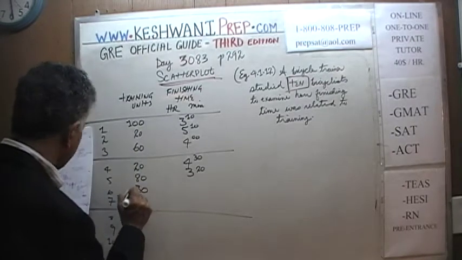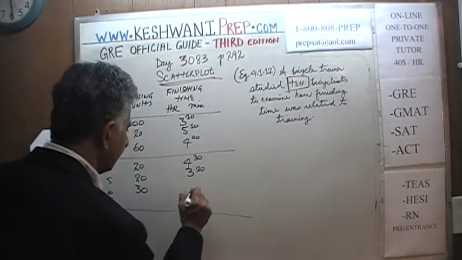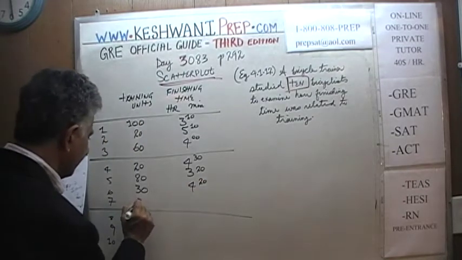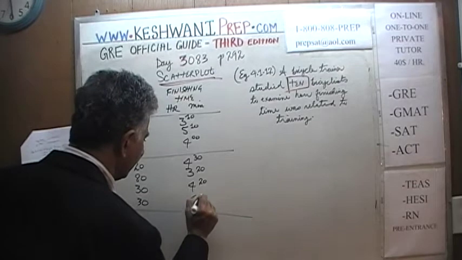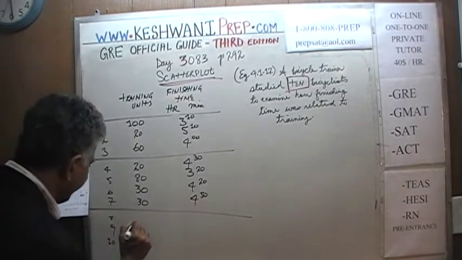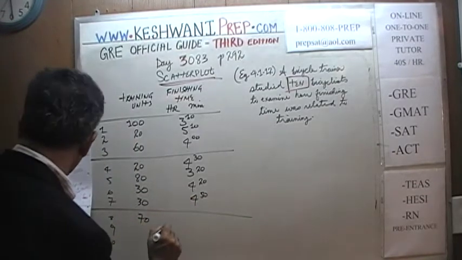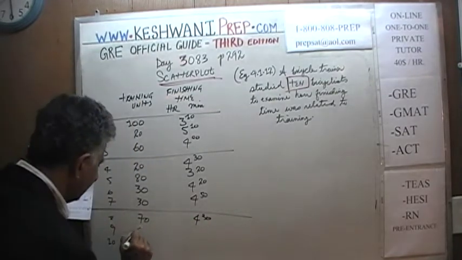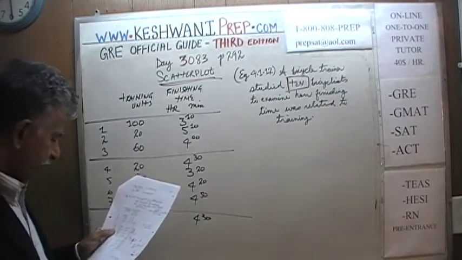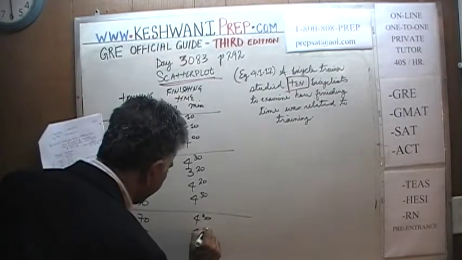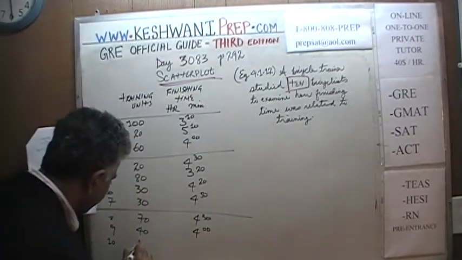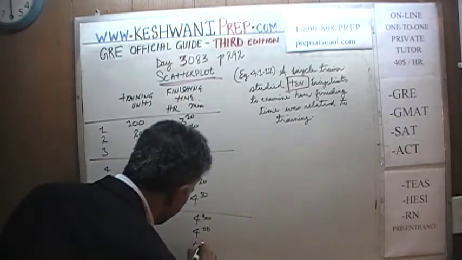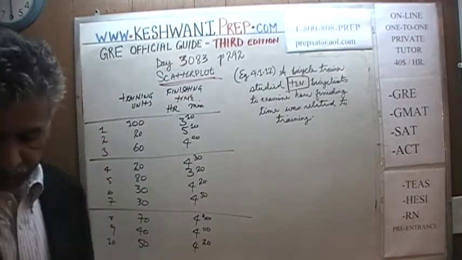Then we have the next guy who trained for 30 units and his time was 4 hours and 20 minutes. Next we have another 30 units who managed to do it in 4 hours and 50 minutes. Then 70 units and he did it in 4 hours and 30 minutes. The next guy trained for only 40 units and finished the race in 4 hours exactly. And finally, the 10th guy trained for 50 units, and he did it in 4 hours and 20 minutes. Let's plot them, shall we?